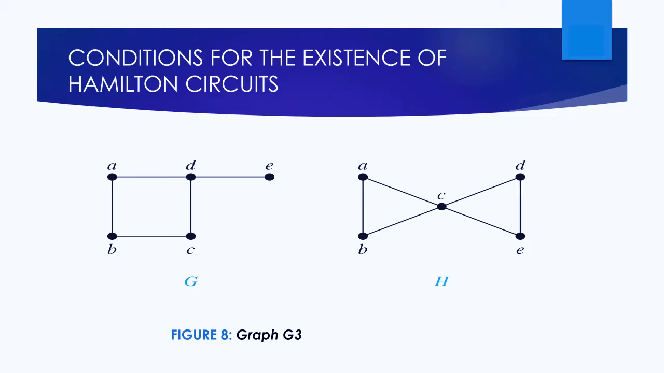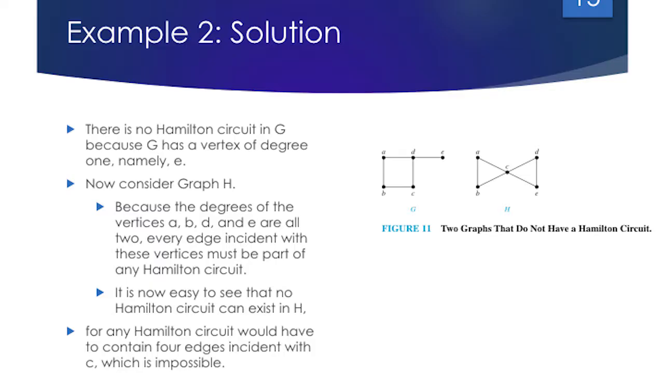Show that neither graph displayed in the figure has a Hamilton circuit. There is no Hamilton circuit in G because G has a vertex of degree 1, namely E. Now consider graph H. Because the degrees of the vertices A, B, D, and E are all 2, every edge incident with these vertices must be part of any Hamilton circuit. It is now easy to see that no Hamilton circuit can exist in H, for any Hamilton circuit would have to contain 4 edges incident with C, which is impossible.